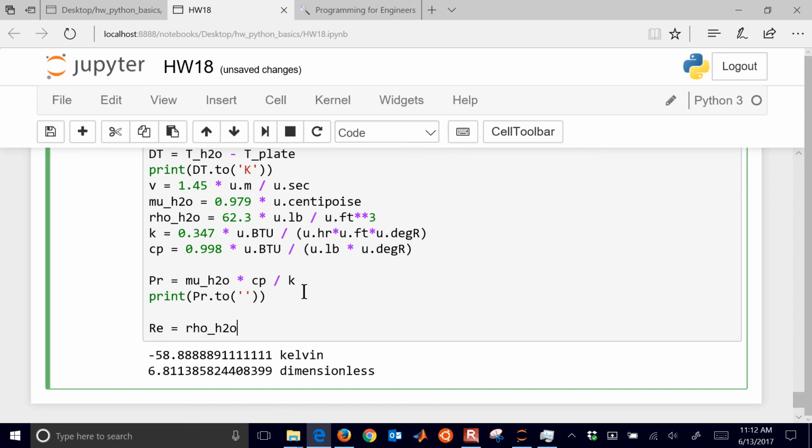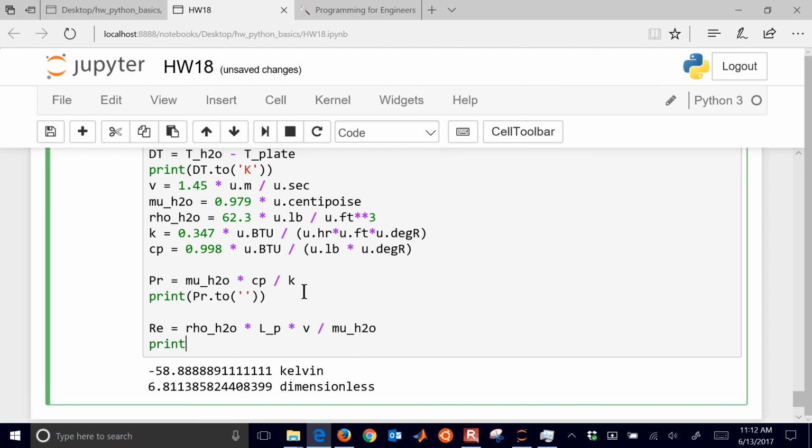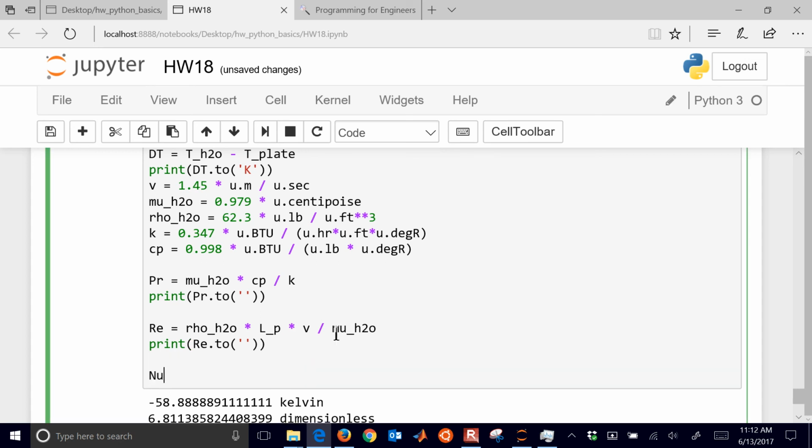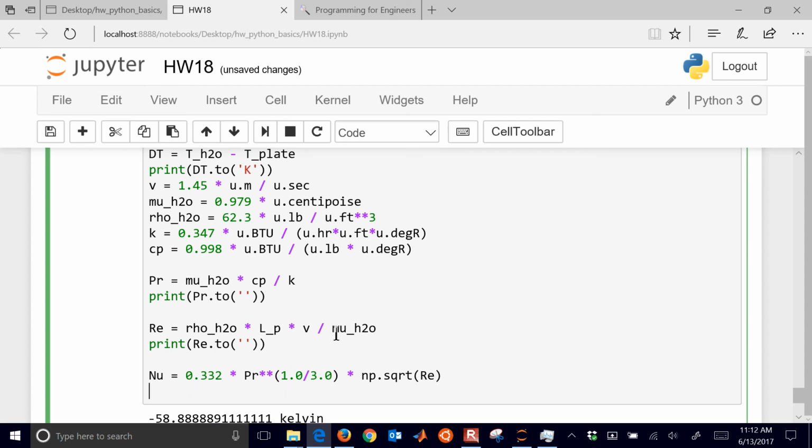H2O. Okay, the length of the plate times the velocity divided by mu H2O. And let's print Reynolds number and see that it is a dimensionless number. Okay, so there it is. There's a dimensionless number. All the units cancel. And Nusselt number as well is going to be dimensionless. It's just going to be a function of the Prandtl and Reynolds number. Okay, so these were kind of experimentally determined, different fluids. And so these are some correlations from heat and mass transfer.